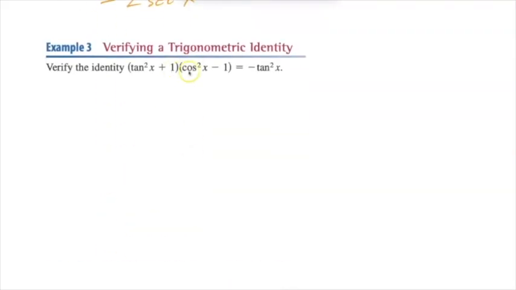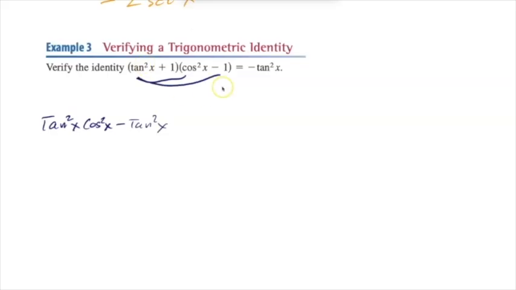For me, these are a little more straightforward. What are you going to do here? Multiply these. That's what they're trying to get you to do. I could work on this side if I want to, like I can make this tan squared equal. But they want you to multiply these two. So let's multiply these two. Distribute, I get tan squared x cosine squared x minus tan squared x.